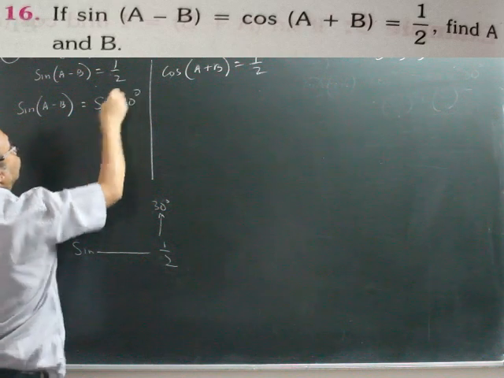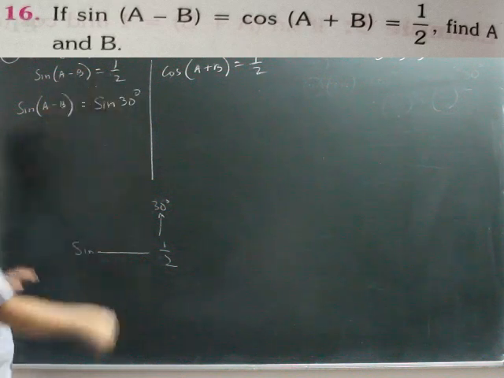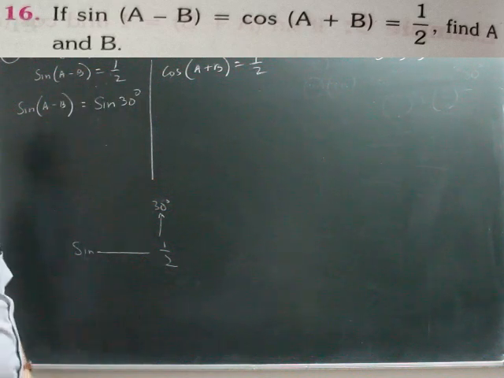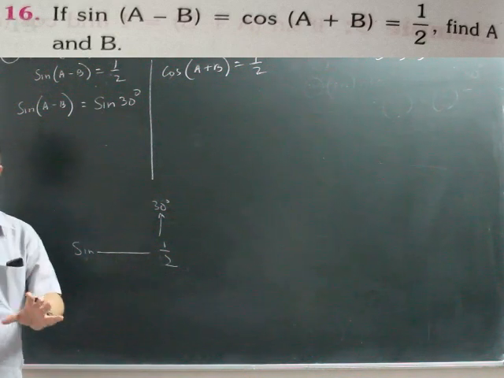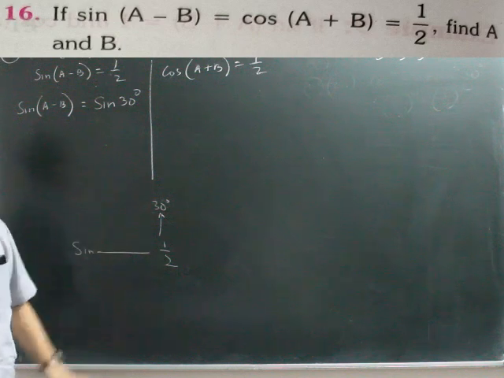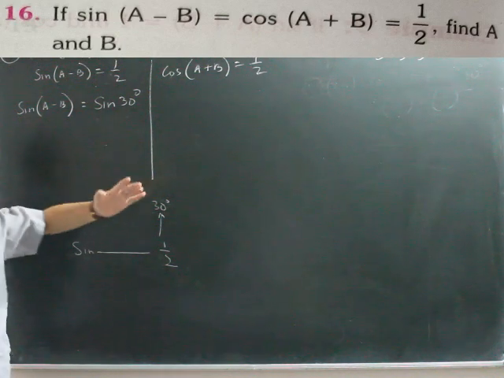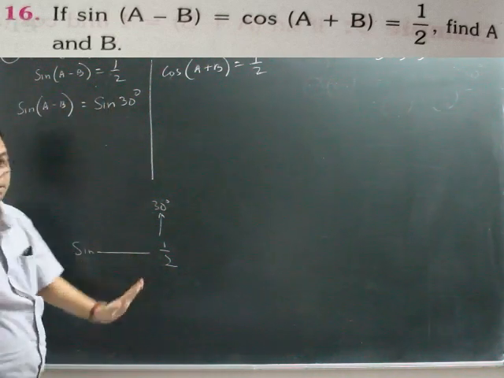So why did I write sine? So that I can cancel this sine. By the way, I'm only saying cancel, but in trigonometry we don't actually cancel it; we cancel it in our mind only. So think that they are cancelled. So A minus B is 30. We'll take this as equation number 1.